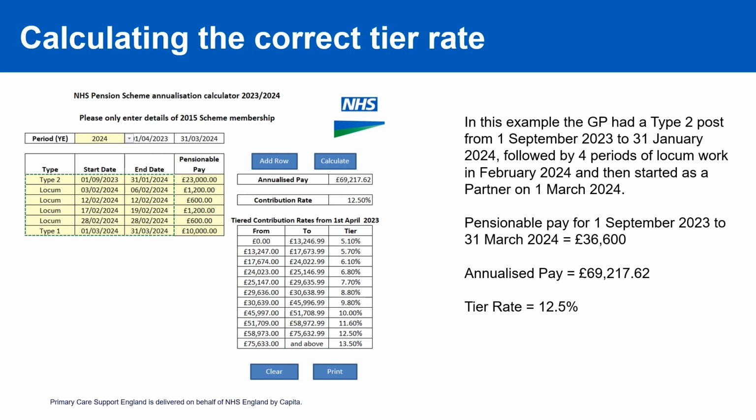So as I mentioned, on the NHS Pensions website, there is detailed guidance on annualisation and different scenarios and an explanation of how to use the calculator, so you can find further guidance there.